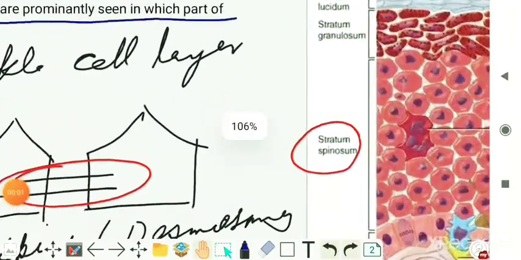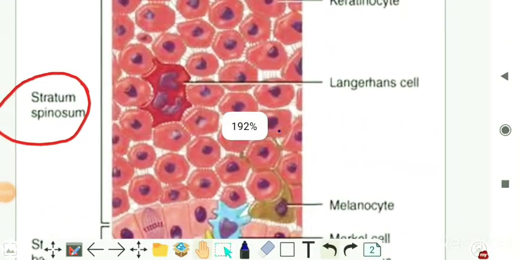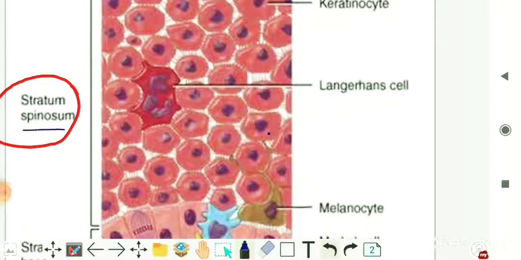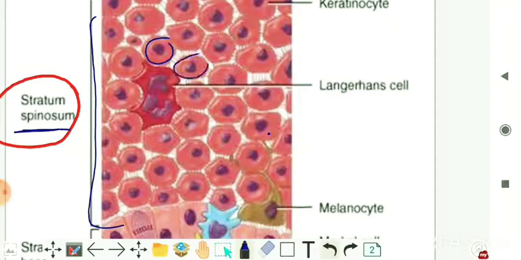Now let's see desmosomes in this diagram. Here is the stratum spinosum, this whole area, and these are the keratinocytes. In between the keratinocytes there are desmosomes, and these desmosomes help in the attachment of two keratinocytes, and these desmosomes are prominent in the stratum spinosum.